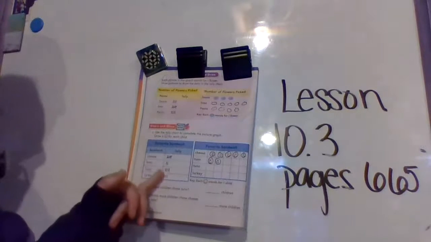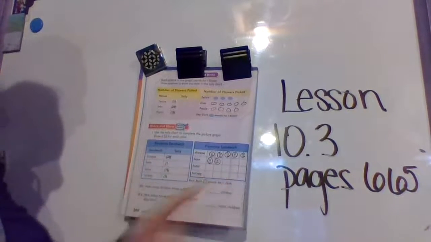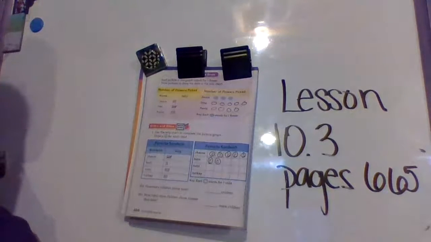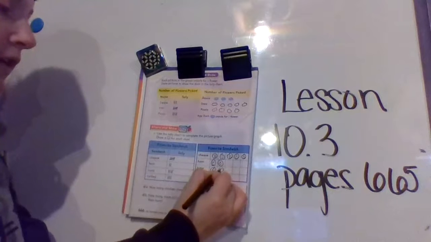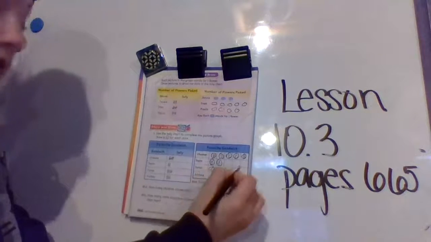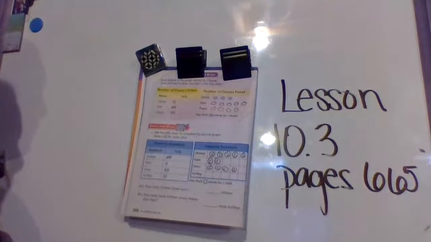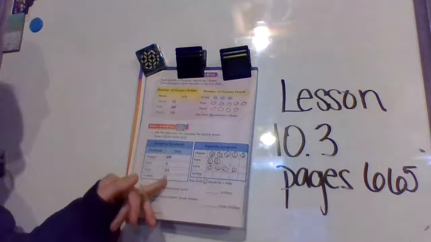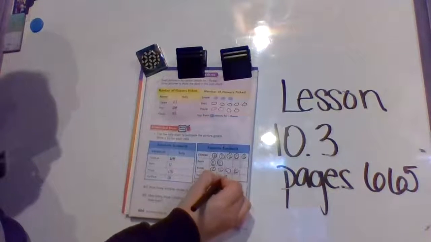So we have 1, 2, 3, 4 tallied for the tuna, so we are going to draw how many smiley faces in our picture graph? 4. Very good. So 1, 2, 3, 4. And then finally the turkey. We had 3 students vote for the turkey, so we're going to go over to our picture graph and draw 3 smiley faces to show that 3 students enjoyed that turkey sandwich.